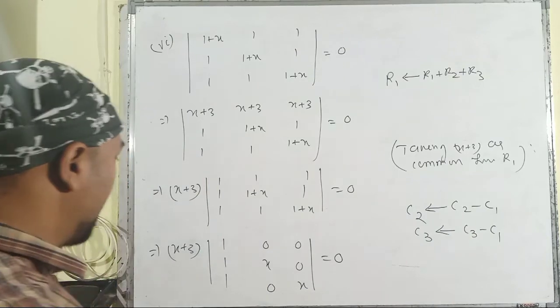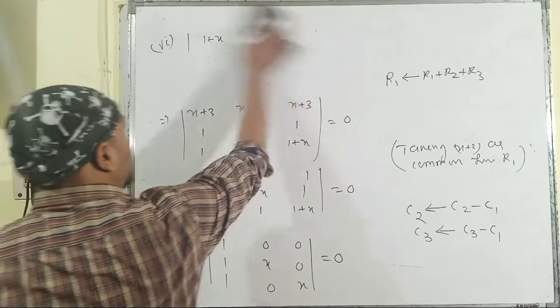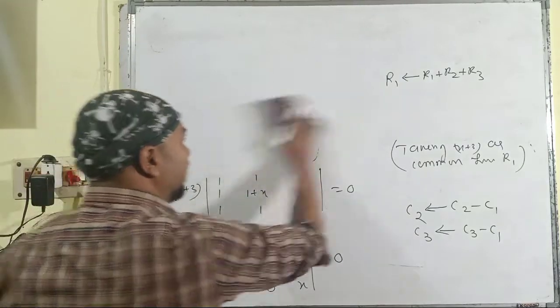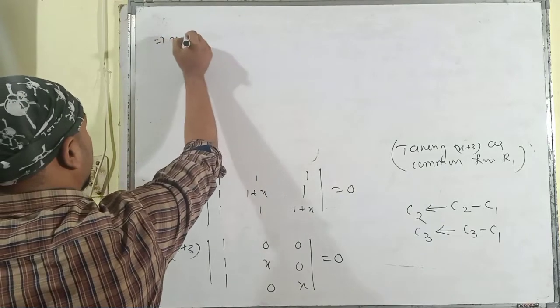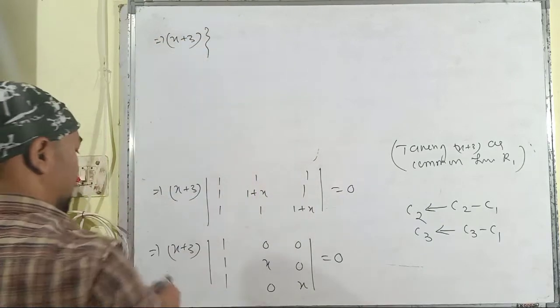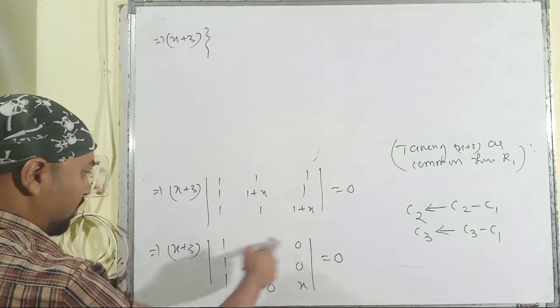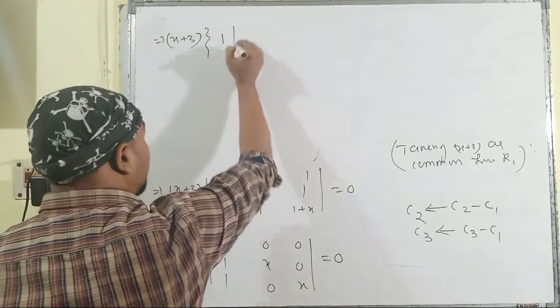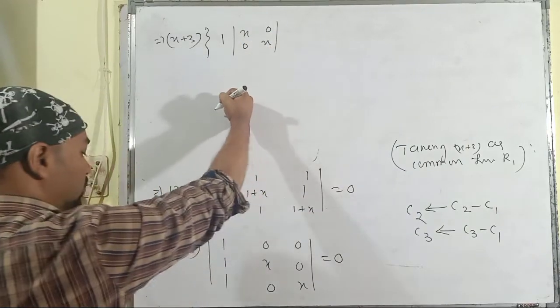Then we have to expand this determinant along the first row. So just expanding along the first row, we are getting x plus 3 multiplied with, so just we have to consider the elements of the first row. So it is 1 multiplied with the determinant of x 0 0 x.